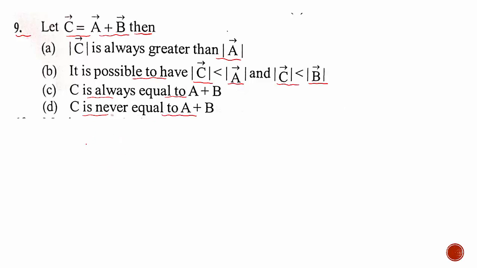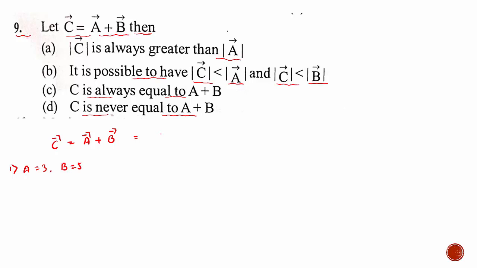Here the condition is given, vector C equal to vector A plus B. What is the answer? I will give you some examples, then we can easily get the answer. Vector C equal to vector A plus vector B. First example I can take, if A equal to 3, B equal to 5 magnitude. So I can write A plus B. What is the answer here?